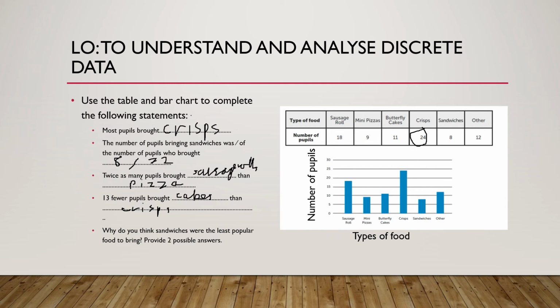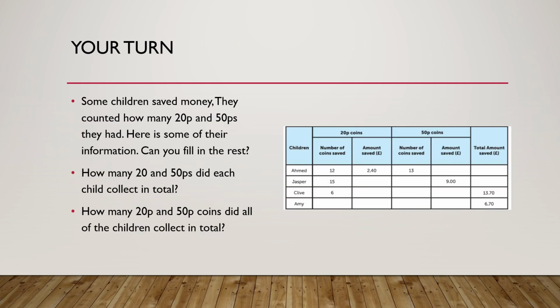And why do you think the sandwiches were the least popular food? Well, up to you. You might just say that they're not sweet like some of the other things. You could say they're not the easiest thing to share. Those are two good answers. Anything really. That's more a question of common sense rather than the number side of maths we might look at. So now, that I've done that one, it's going to be your turn.